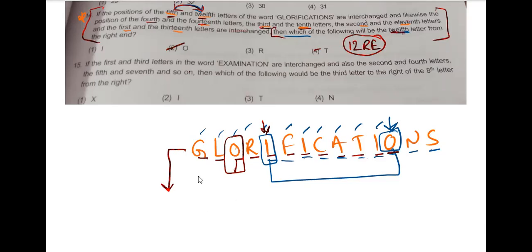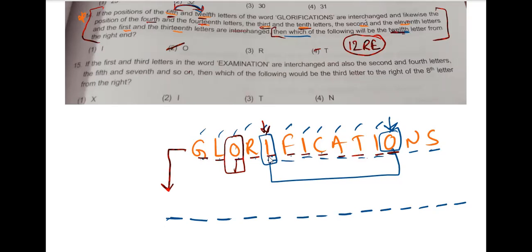Okay, tell me. Apply those points. We have to interchange the positions of fifth with the 12th. Let me take the positions first. 1, 2, 3, 4, 5, 6, 7, 8, 9, 10, 11, 12, 13, 14. There are 14 positions. Okay, we have to interchange fifth with the 12th. What is the fifth letter? 1, 2, 3, 4, 5. I. We have to change I with the 12th letter.